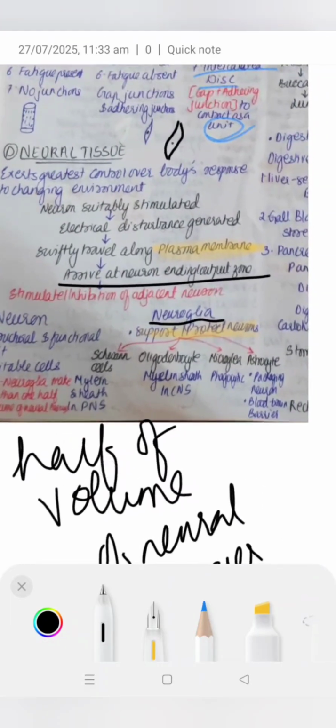Neuroglia are majorly of 4 types: the Schwann cells, forming the myelin sheath in the peripheral nervous system; the oligodendrocytes, again forming the myelin sheath in the central nervous system; microglia, which are phagocytic; and astrocytes, packaging neurons and forming the blood brain barrier.